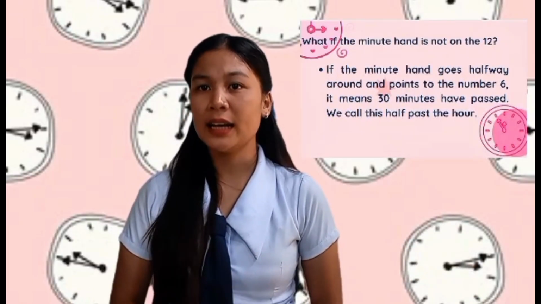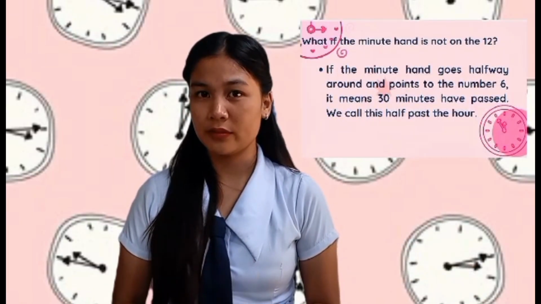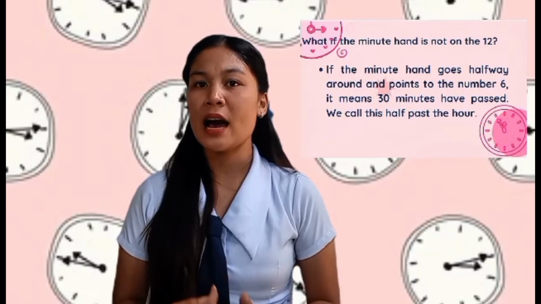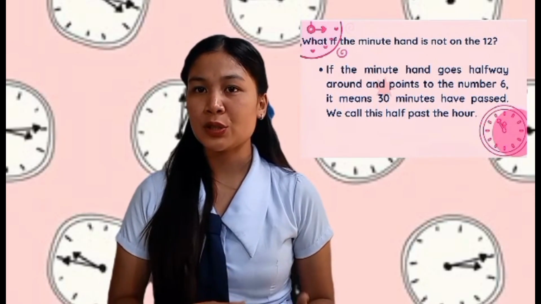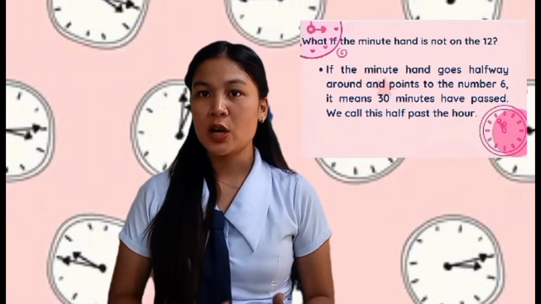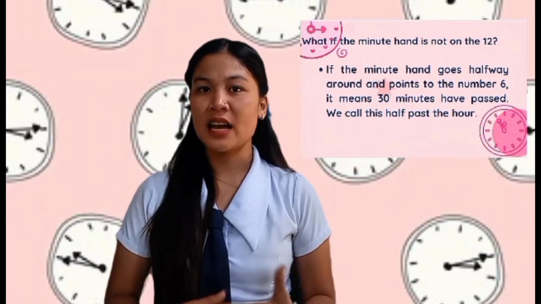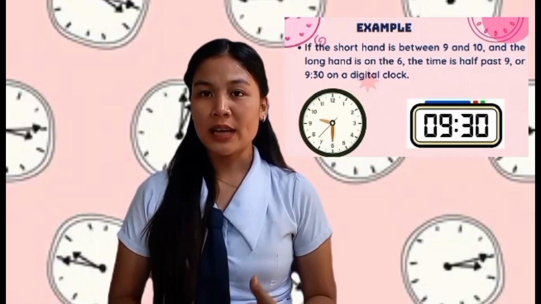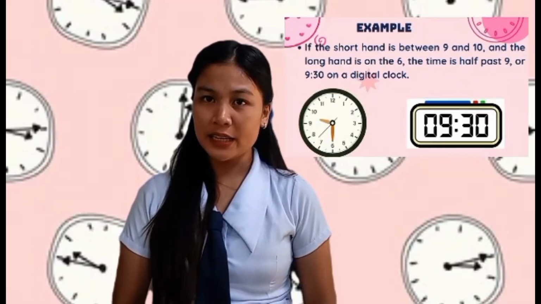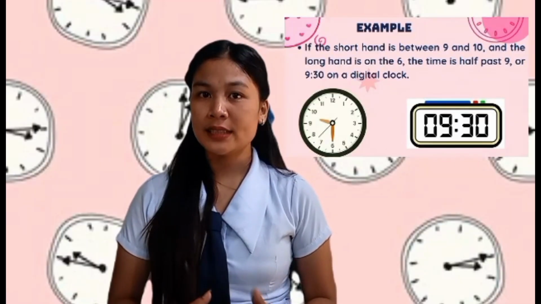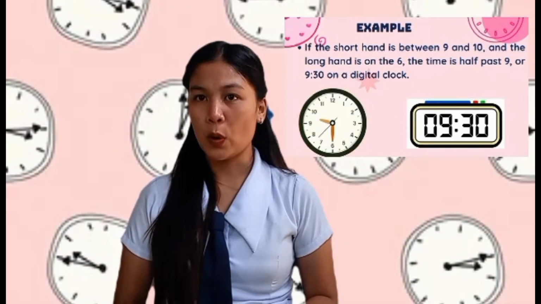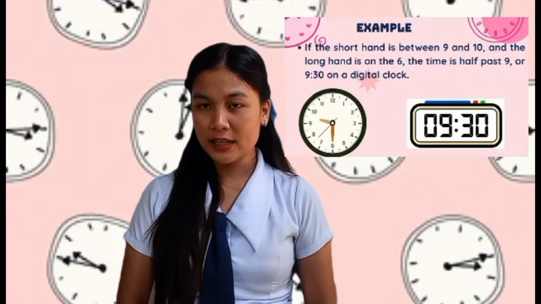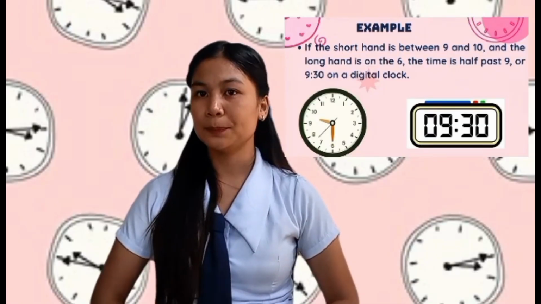What if the hand is not on the 12? If the minute hand goes halfway around and points to number 6, it means 30 minutes have passed. We call this half past the hour. If the short hand is between 9 and 10 and the long hand is on 6, the time is half past 9, or 9:30 on a digital clock.